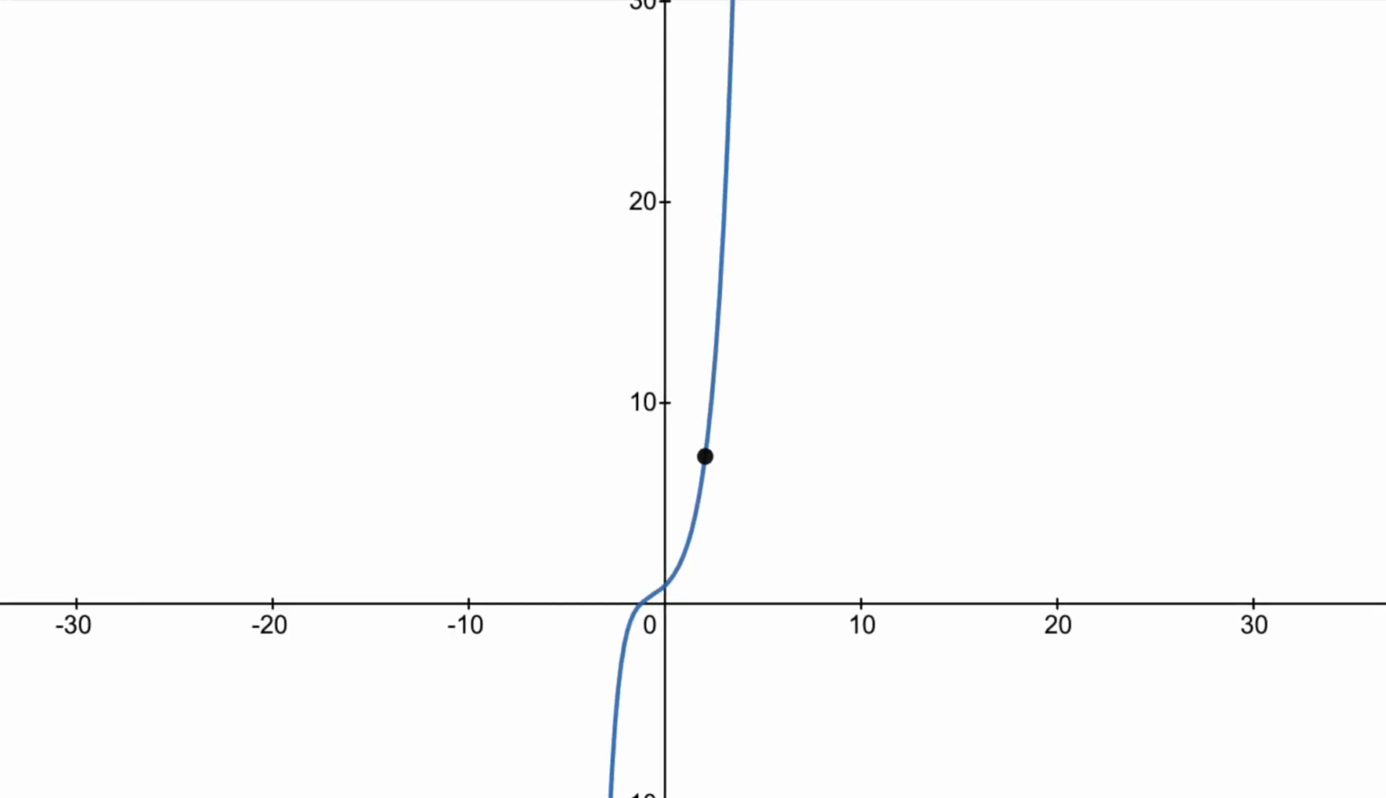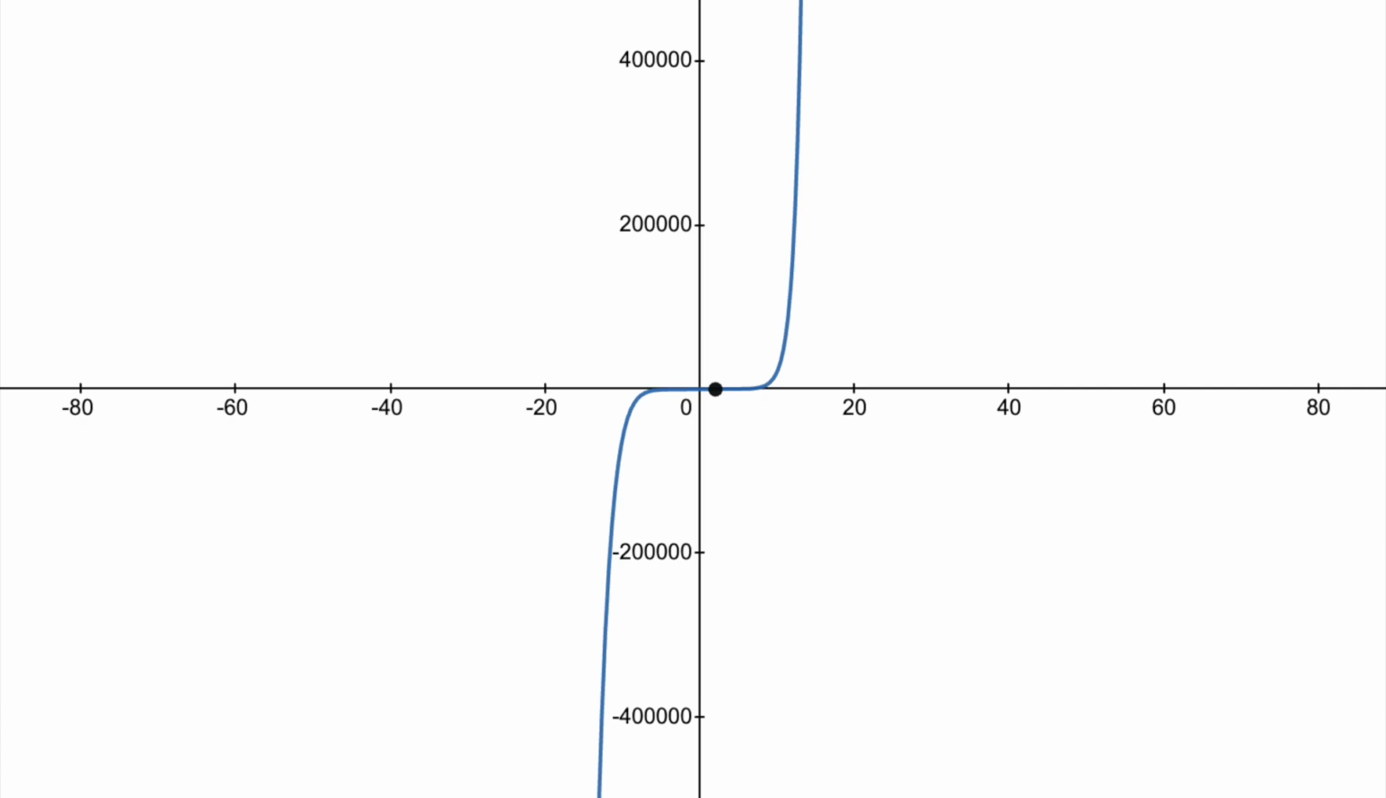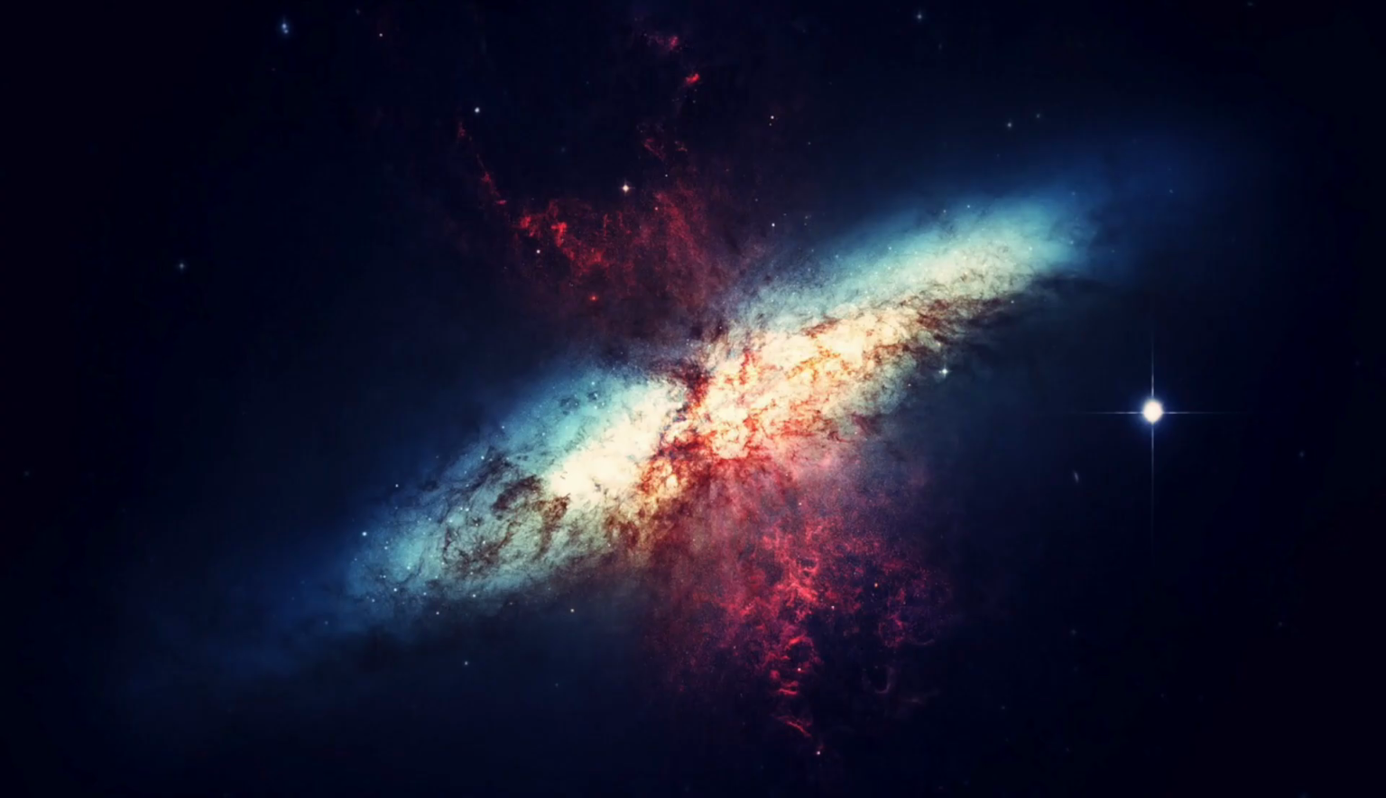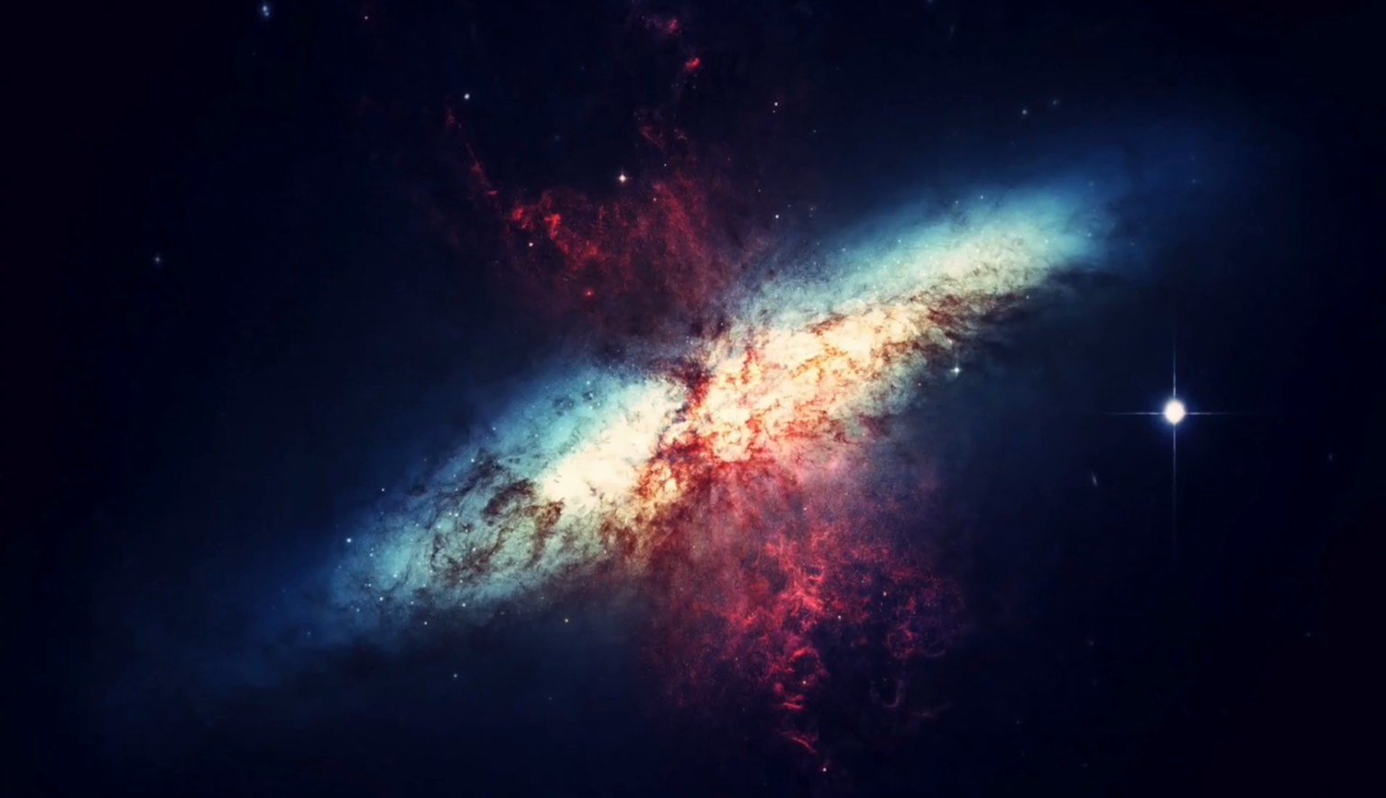Here is a graph with discontinuous put, here it is zoomed out, and here's its motion. We're done with the main part of the video now.